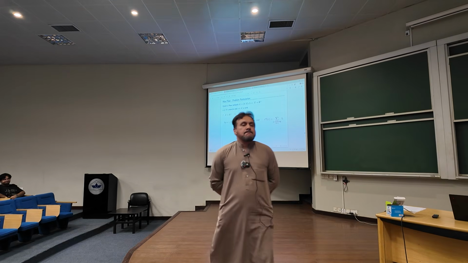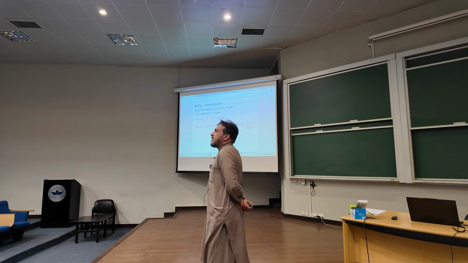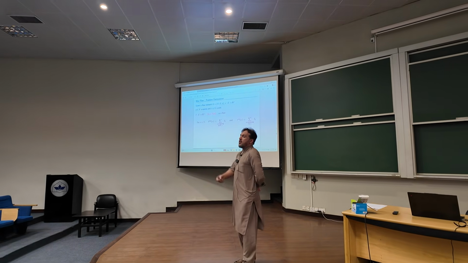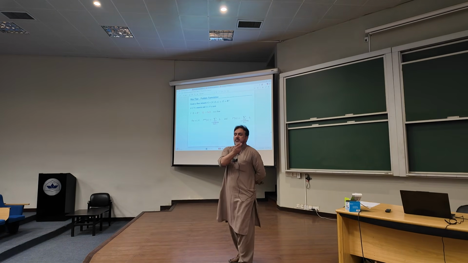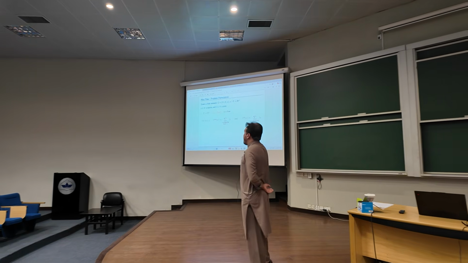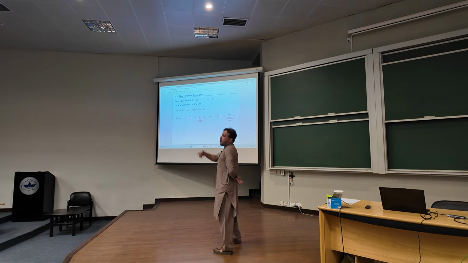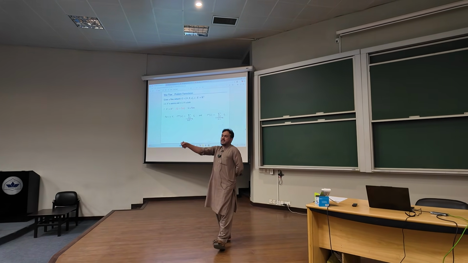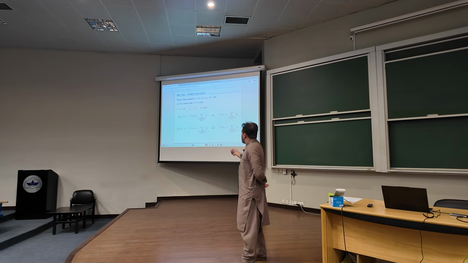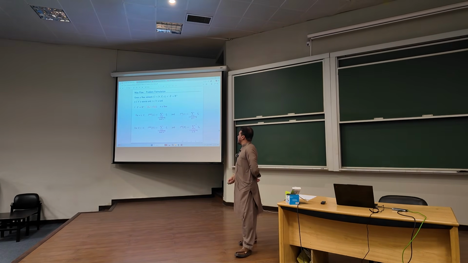So F out of V is the sum of the flows on all the edges whose source vertex is V. F in of V is the sum of the flow of all edges whose target vertex is V. Again, this is the blue one, and this is the green one.